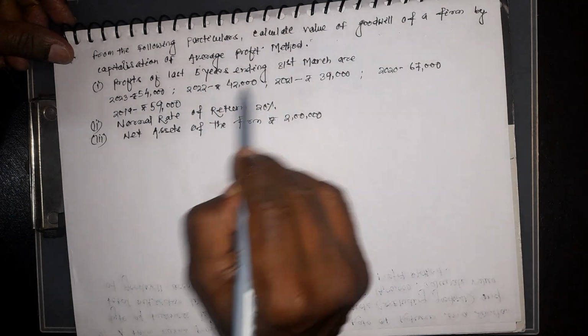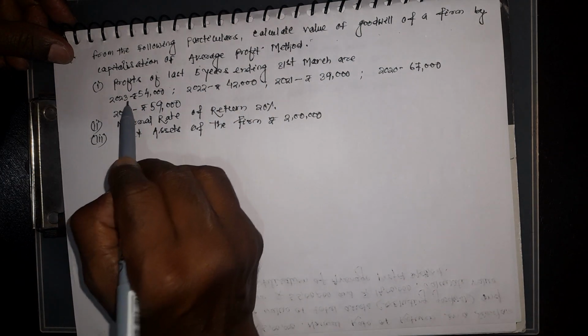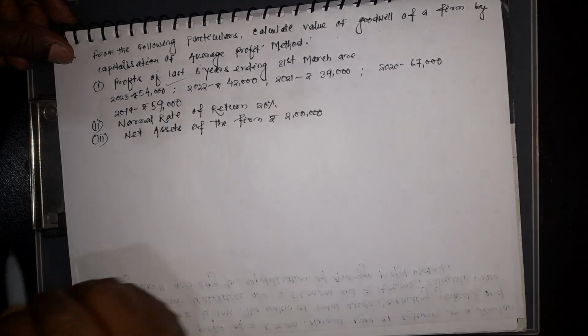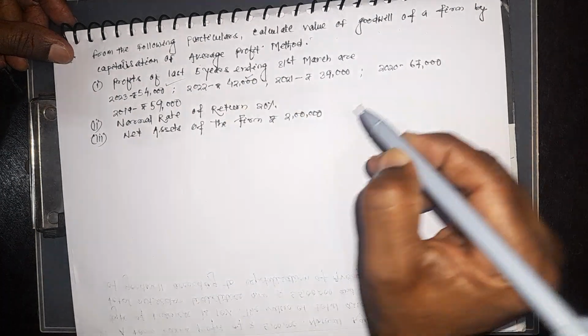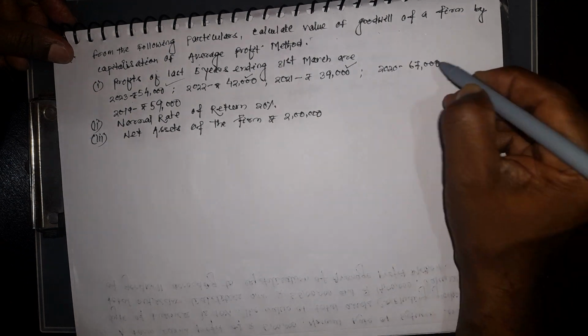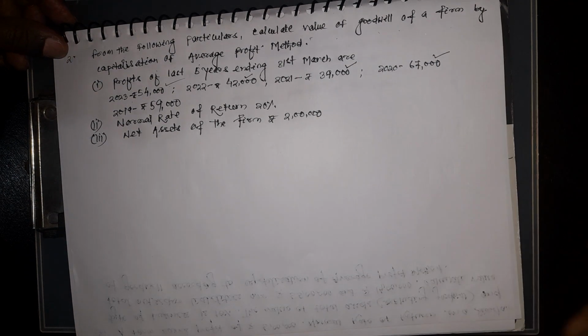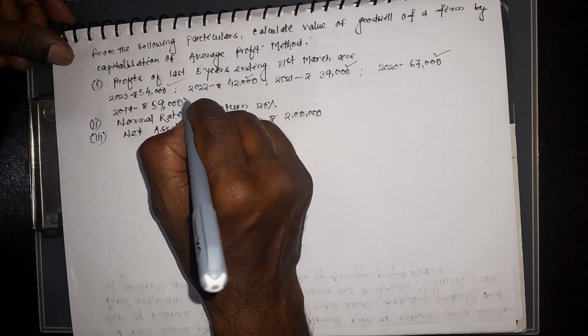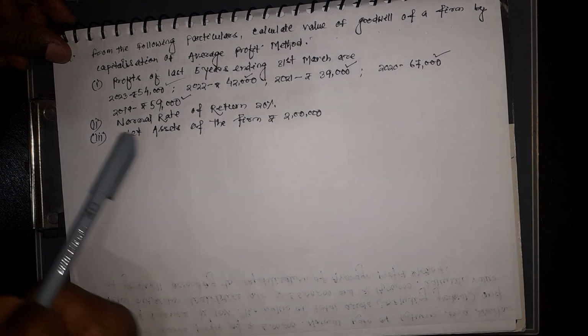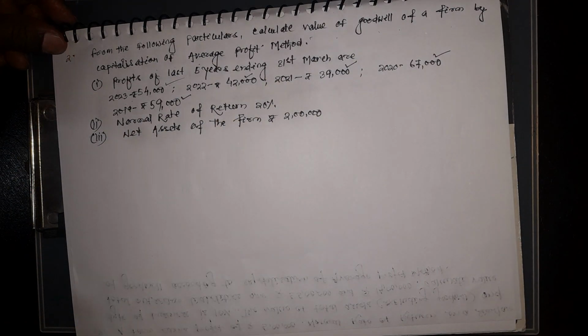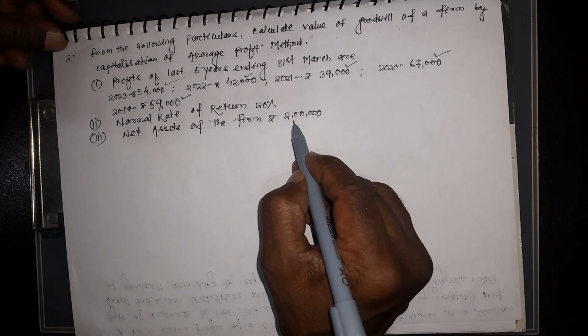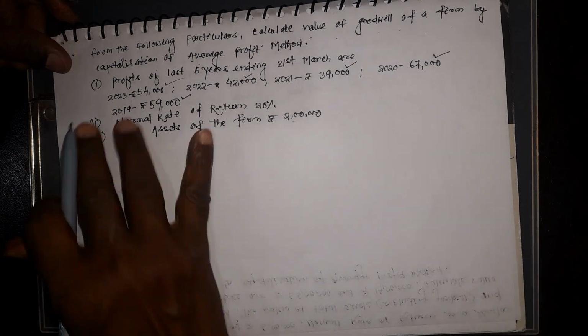Profit of the last 5 years is given. Clear? 2023 it is given 54,000, 2022 42,000, 2021 39,000, 2020 it is given 67,000, and 2019 here it is given 59,000. Normal rate of return here is given 20%, and net asset of the firm is given 2 lakh. This is the information.